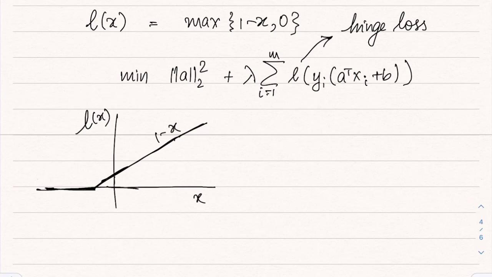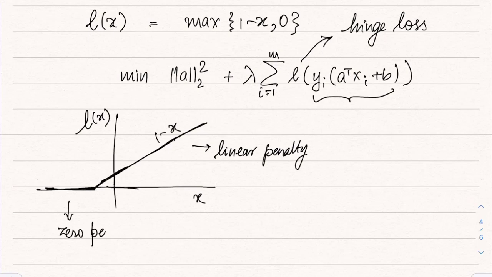And it is like saying that if this quantity is beyond 1, I have no penalty, and before that I put a linear penalty. So here we have 0 penalty, and after a certain point we have a linear penalty. So it's like a piecewise linear penalty.